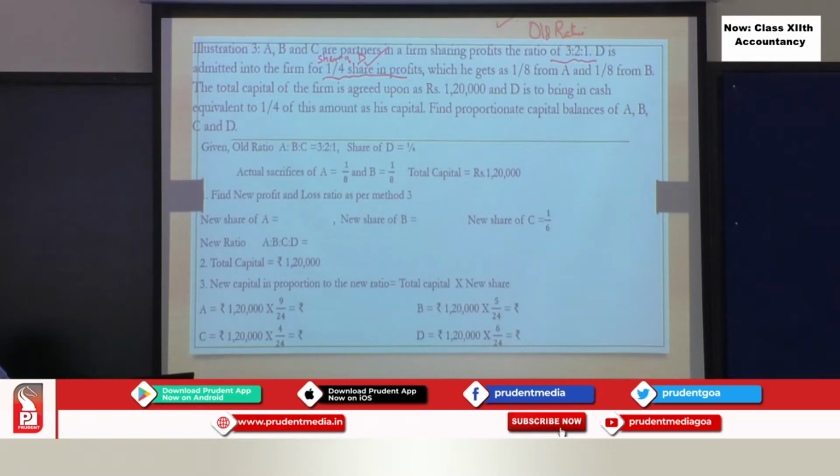Then, which he gets as 1/8 from A. So 1/8 A is giving. That means A is actually sacrificing 1/8. So we are given the actual sacrifice of A, similarly the actual sacrifice of B, 1/8 from B.